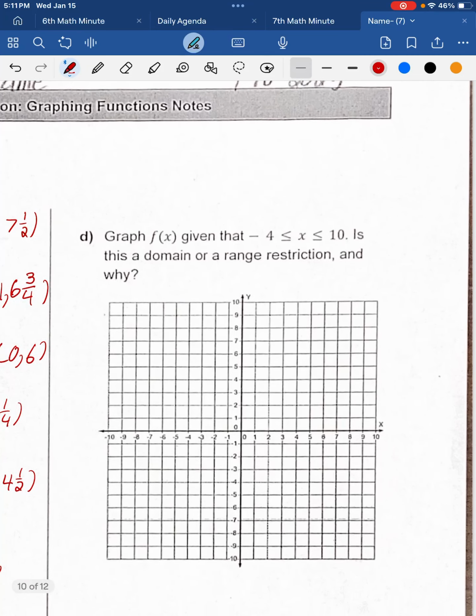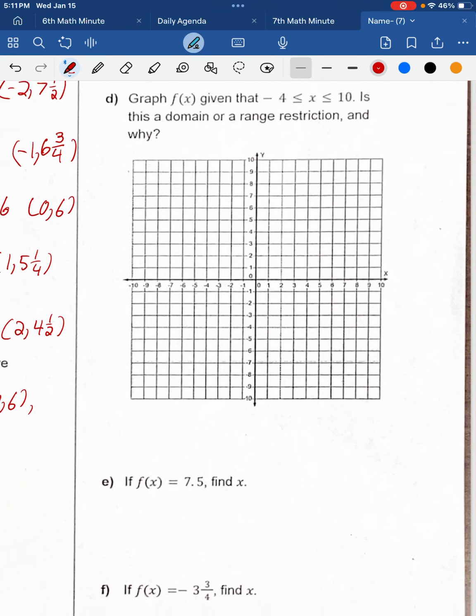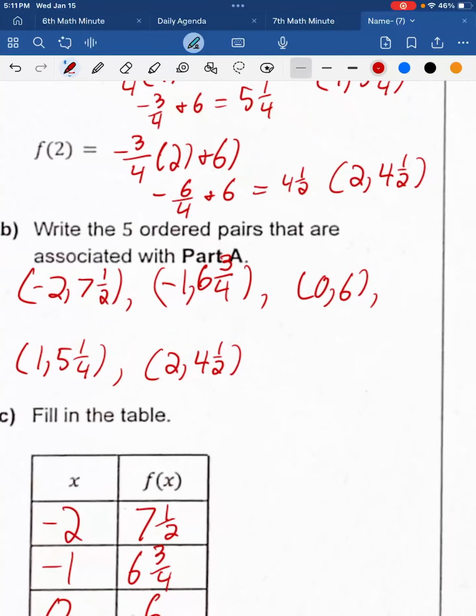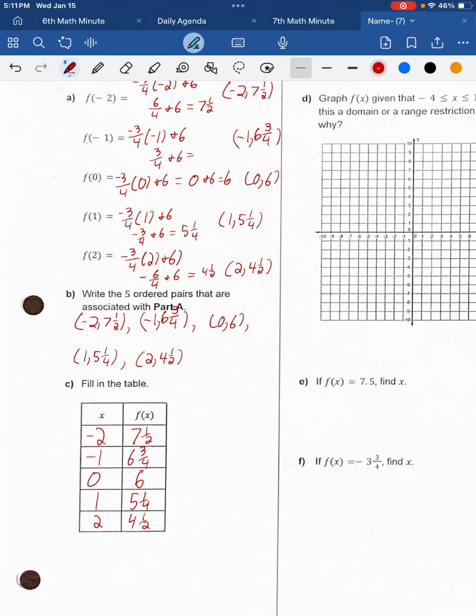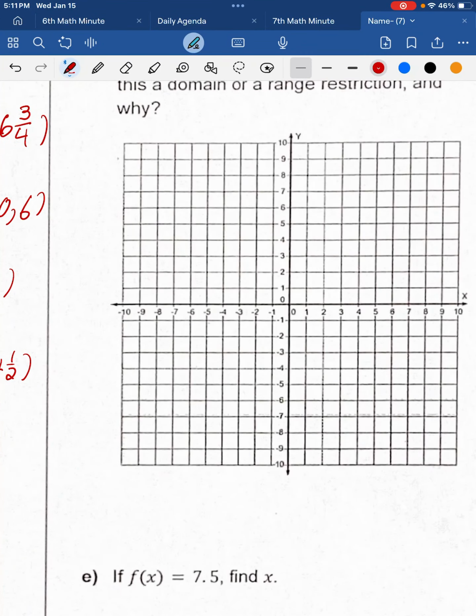All right, next, graph f of x given that -4 is less than or equal to x, which is less than or equal to 10. Is this a domain or a range restriction, and why? So, we can graph all of these ordered pairs right now. So first one would be -2, 7 and 1/2.